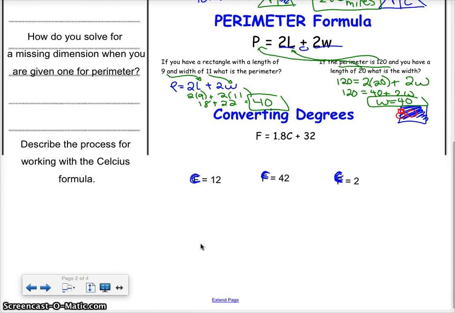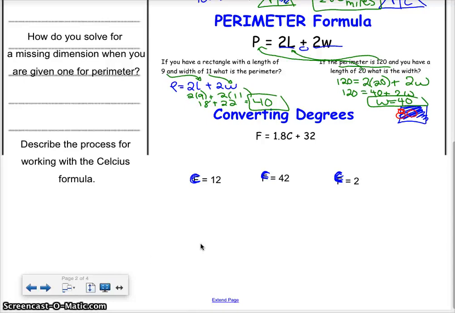Okay, so we are now going to convert degrees. This is very, very, very important. Now, we measure degrees in Fahrenheit, right? In America, we measure degrees in Fahrenheit. We are one of the few, because most countries measure degrees in Celsius. There is a common formula that is used to convert from Fahrenheit to Celsius or Celsius to Fahrenheit.